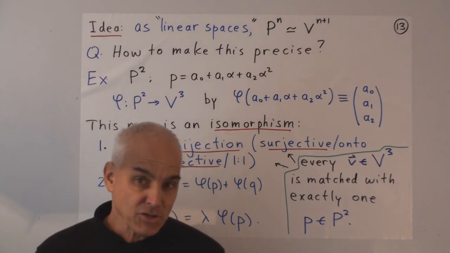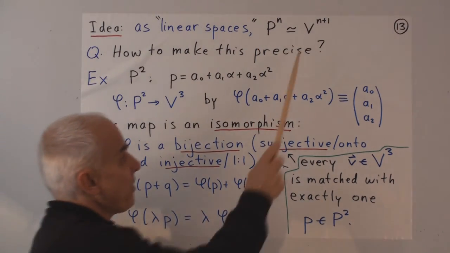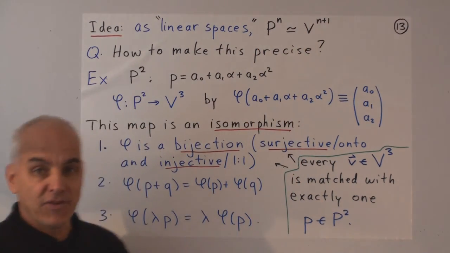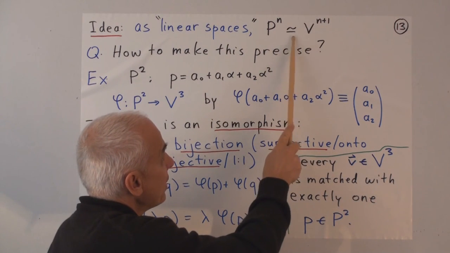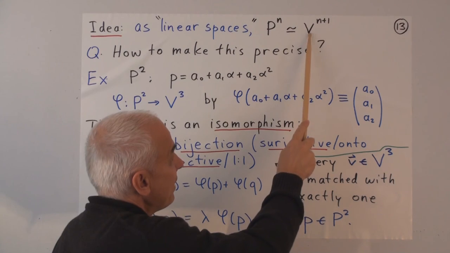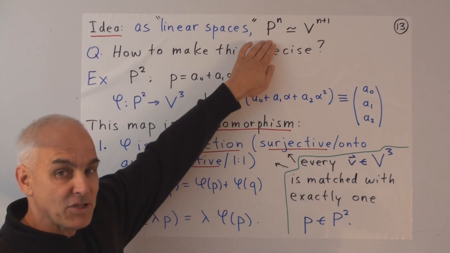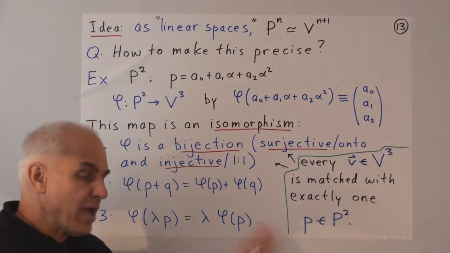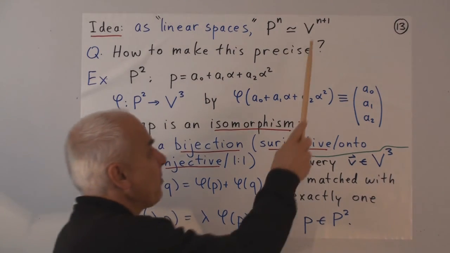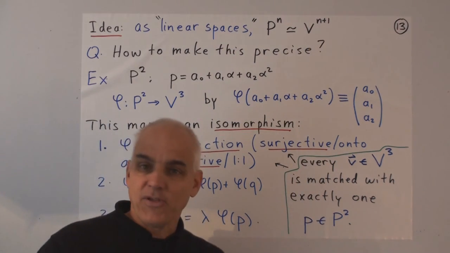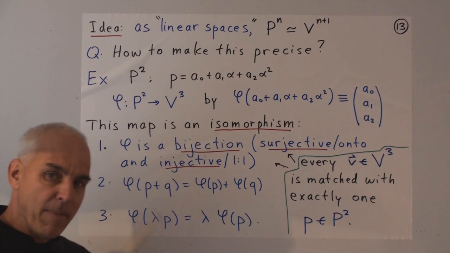So our idea now is to relate this space of polynomials with the space of vectors that we've already been considering. And it turns out that Pn is pretty well the same as V(n+1). In other words, the space of polynomials of degree less than or equal to n is naturally identified or similar to or equivalent to the space of vectors with n plus 1 components. That's an idea. So we want to make that precise.